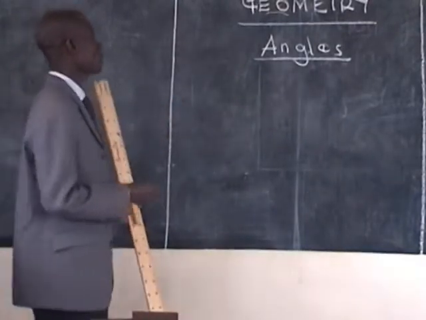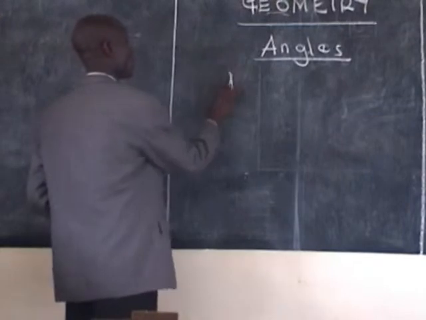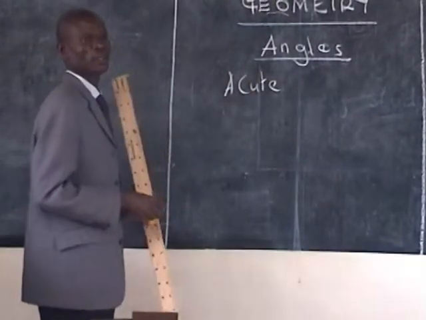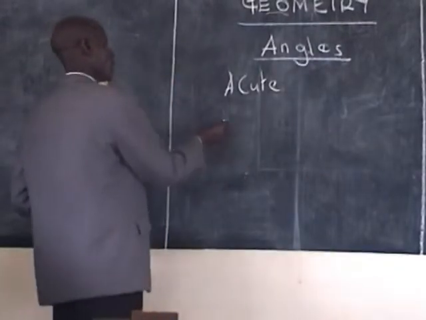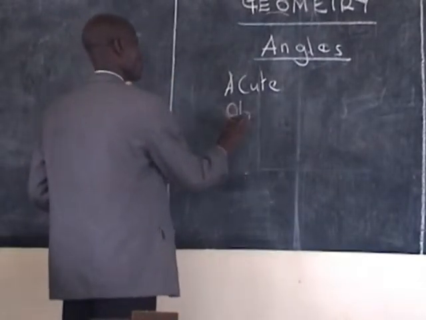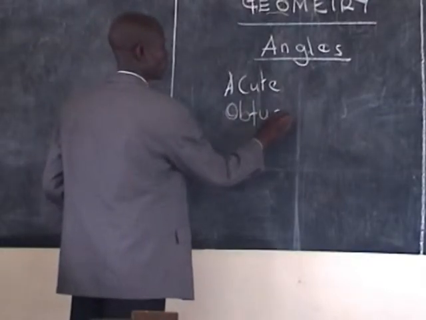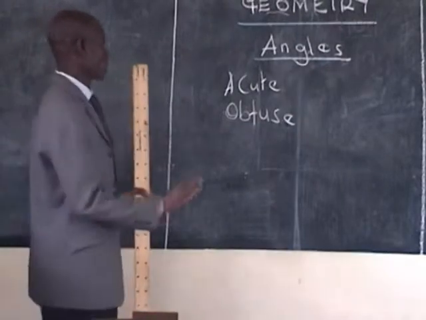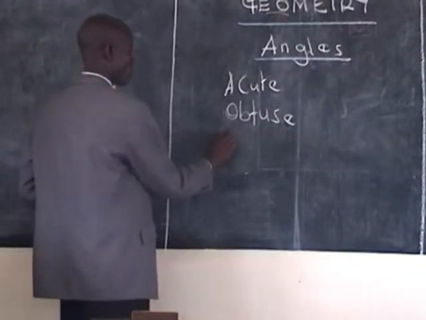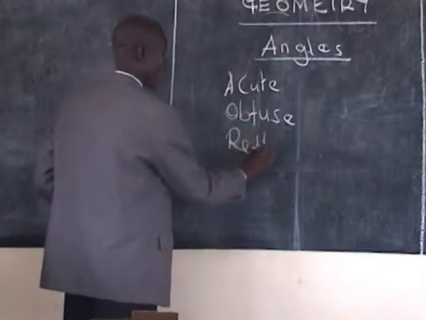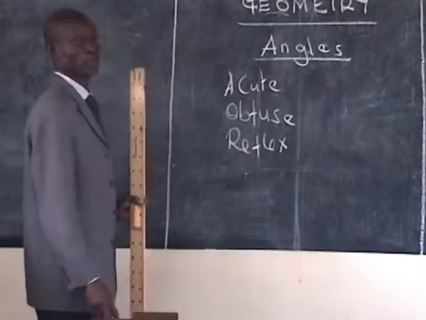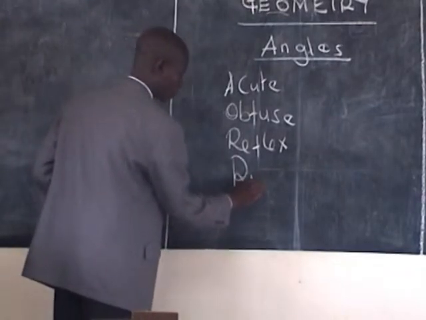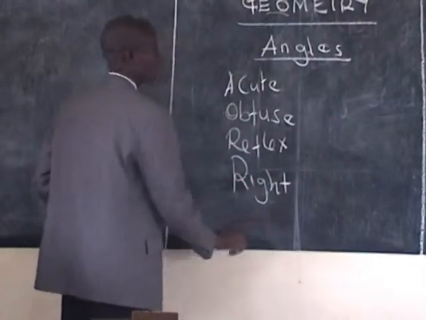Yes, as we said, one, we learned about acute angles. Good. The second one, we also learned about obtuse angles. Good. The third one, we learned about reflex angles. And last, the fourth one, we learned about right angles.